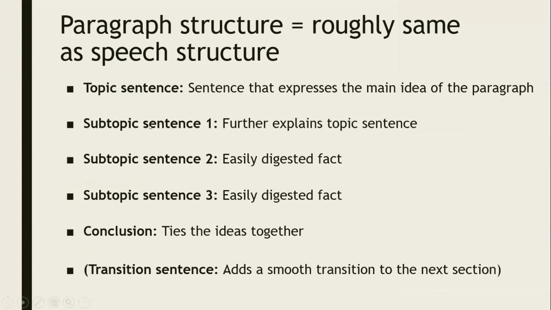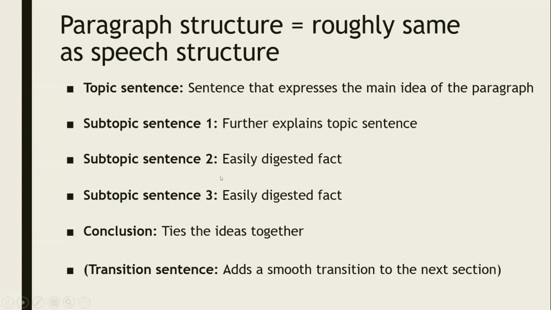That's followed then by a subtopic sentence that'll further explain what the topic sentence is about. And then more subtopic sentences. These can be just easily digested facts which either support or add nuance to the main idea. And then a conclusion sentence that ties the ideas together neatly. So within that, you've got a beginning, a middle, and an end. And then if you want, you can add a transition sentence that allows you to smoothly move from one section to the next. So you should be able to structure your introduction something like this, either written on your poster or how you're going to speak about your poster.